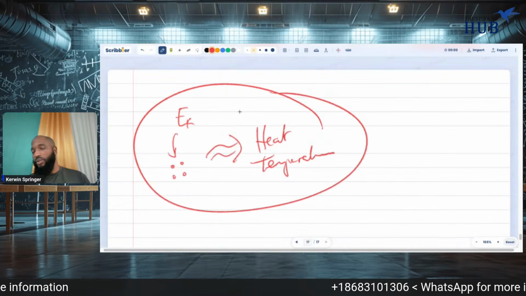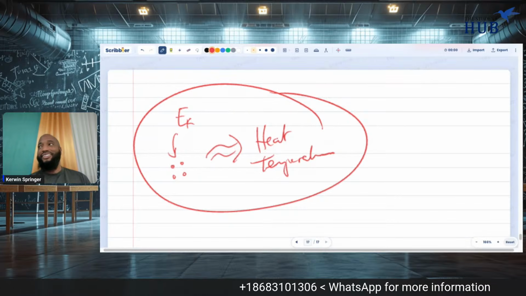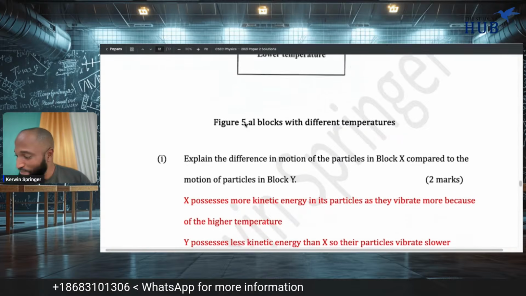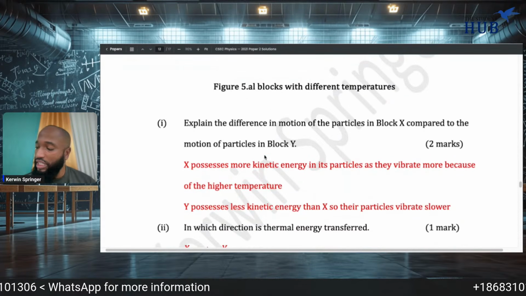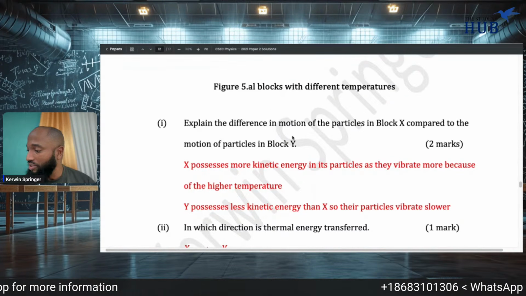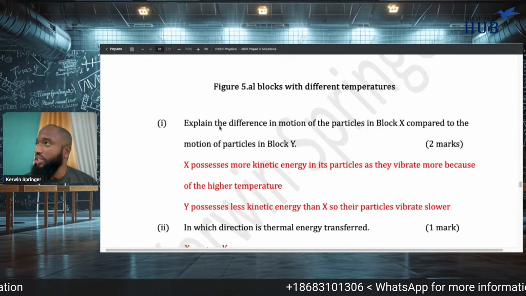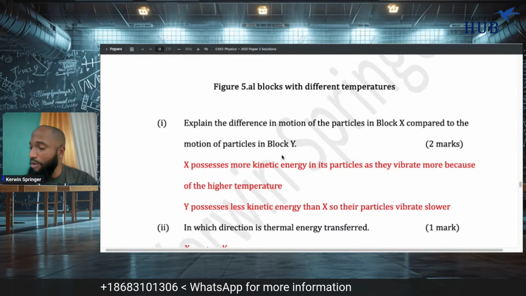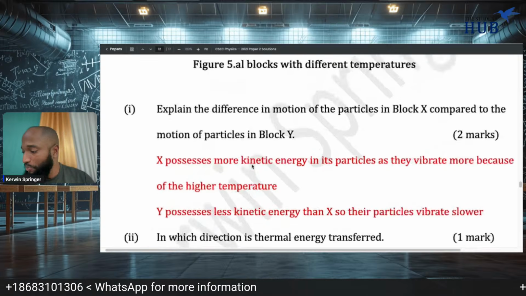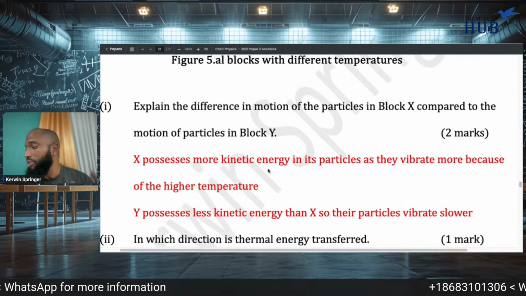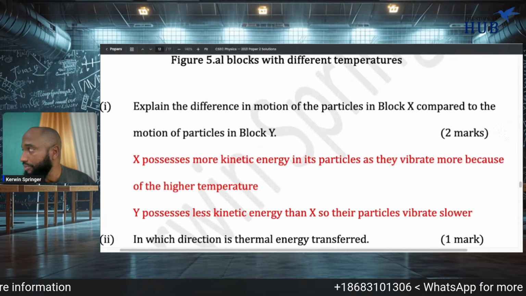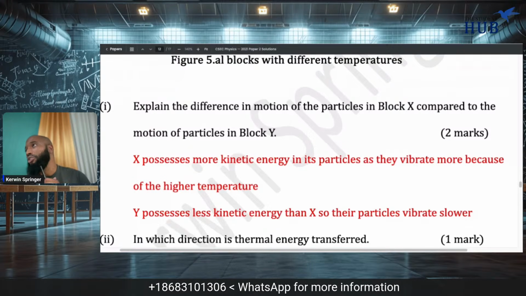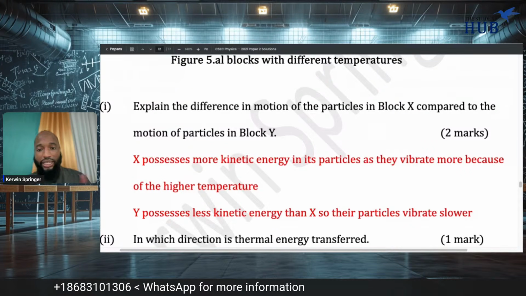You understand? Okay. So watch this. This was a soft version of the question because they asked you to explain the difference. In other words, to tell us why there's a difference in the motion of particles in block X and block Y. X possesses more kinetic energy, so the particles will vibrate more. Y possesses less kinetic energy, so the particles will vibrate slower. The end.